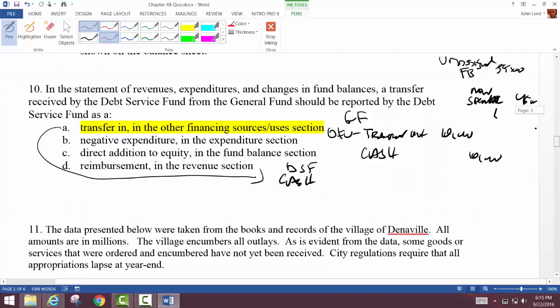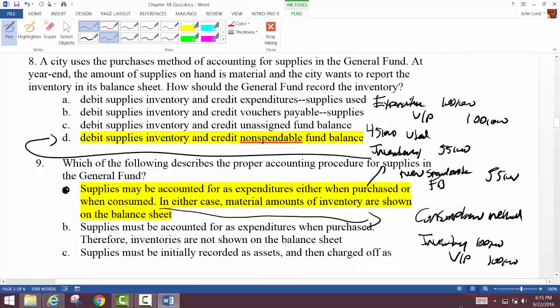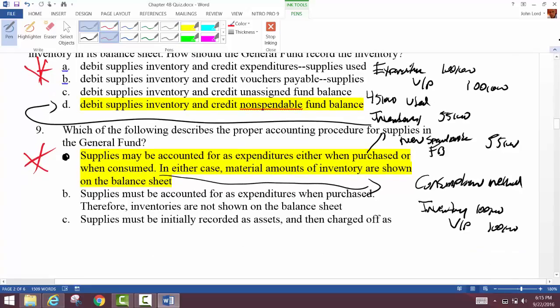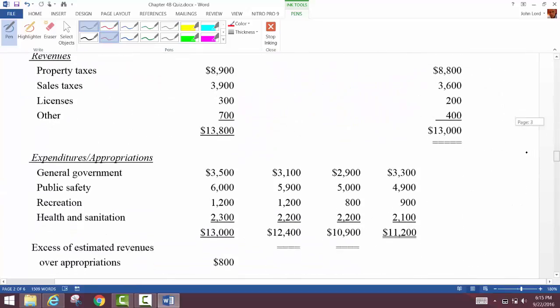Number 8. Let's do one more. Whatever the next number is. What is it, 9 or 8? 8. Number 8. Oh, good. We didn't do inventory yet. Okay, so that's good. Let's just stop right there. Okay, good, because we'll get to these inventory things next time. So you don't have to worry about 8 and 9 because we didn't get to inventory. Hang on, guys. We'll get to inventory next time. So 8 and 9 is inventory.